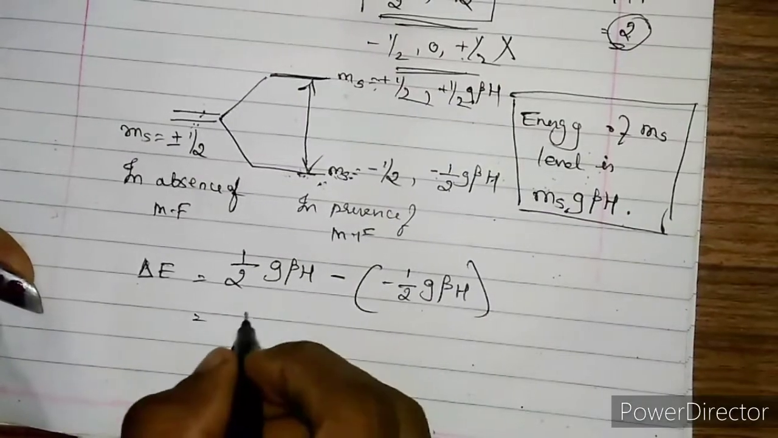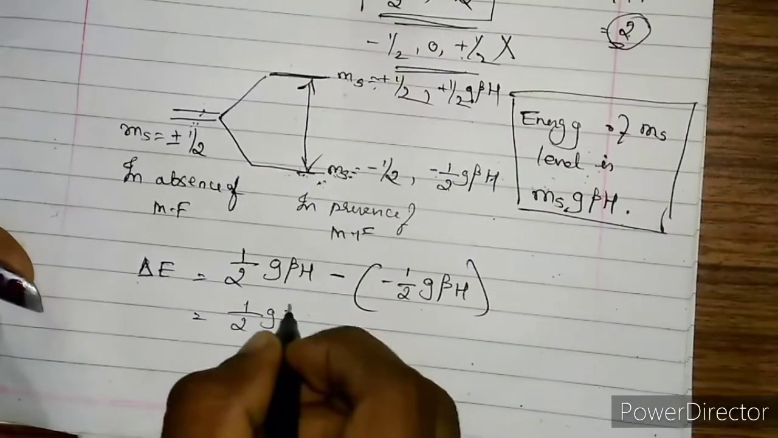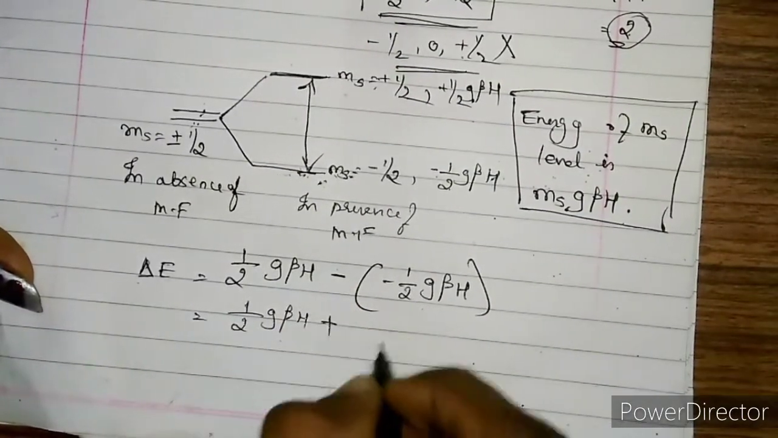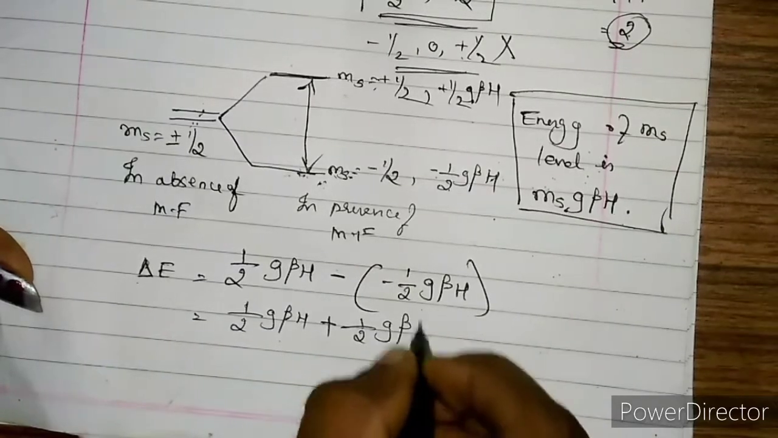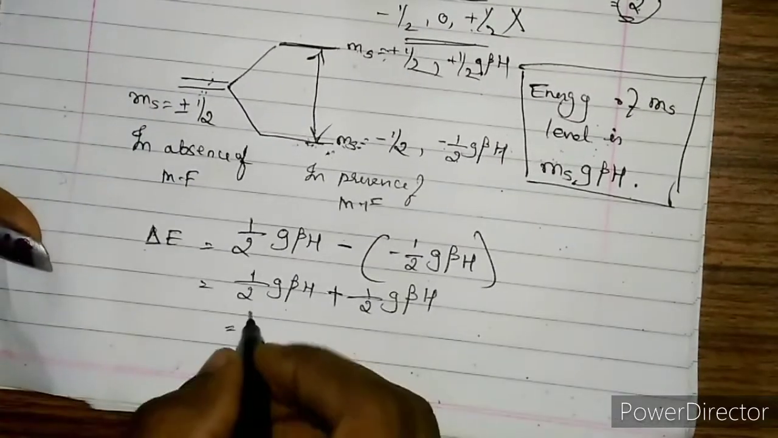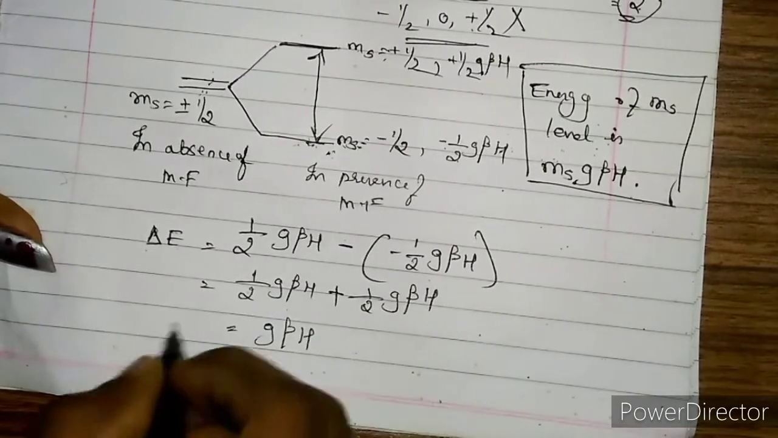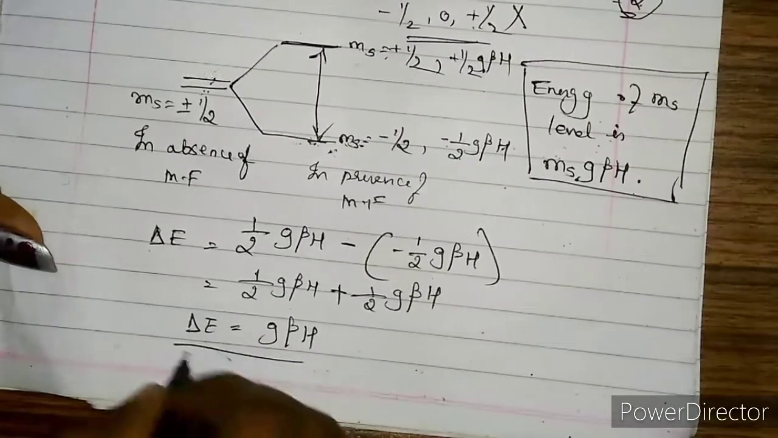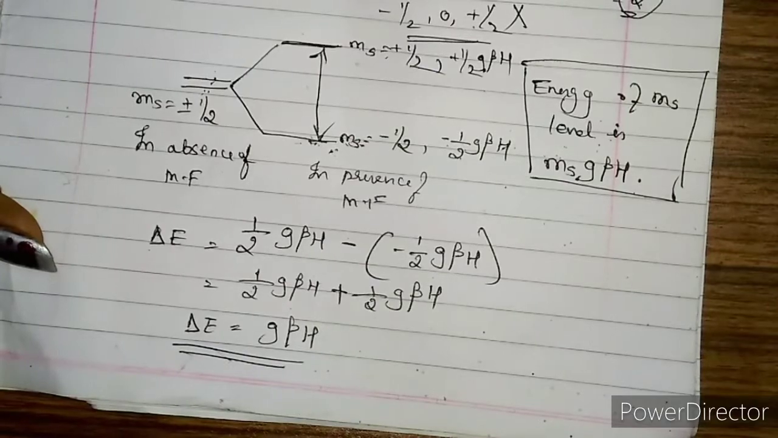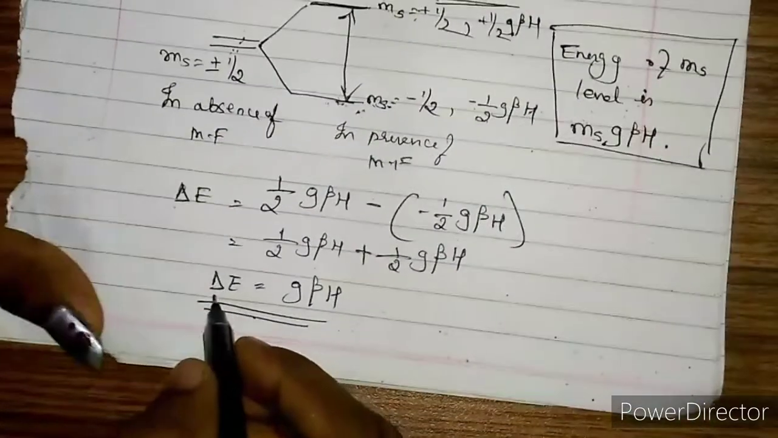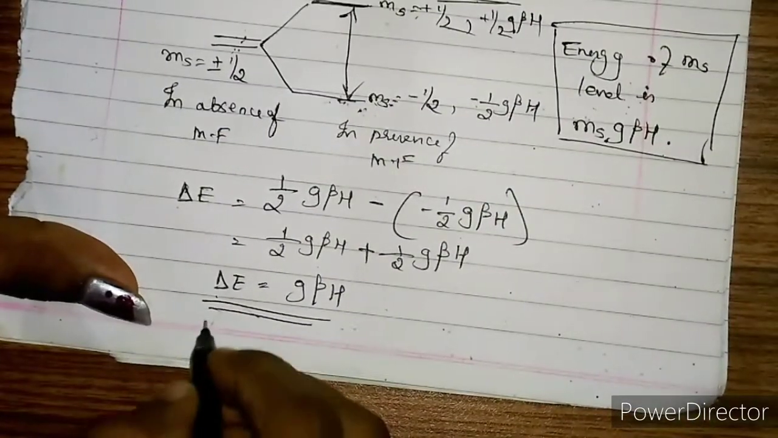Okay, we will get what? Half g beta H, minus minus becomes plus half g beta H. So it becomes simply half plus half is 1, right? So it is g beta H. Okay, delta E is equal to g beta H, and we can write this delta E as h nu.